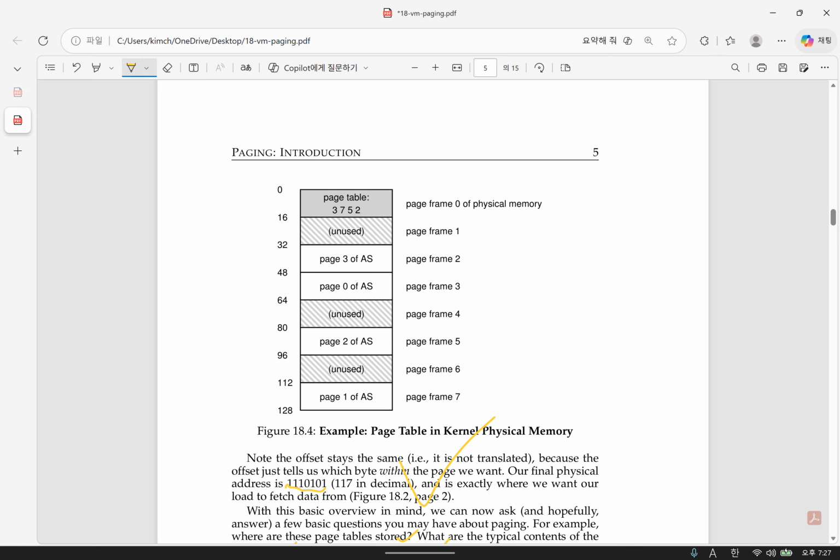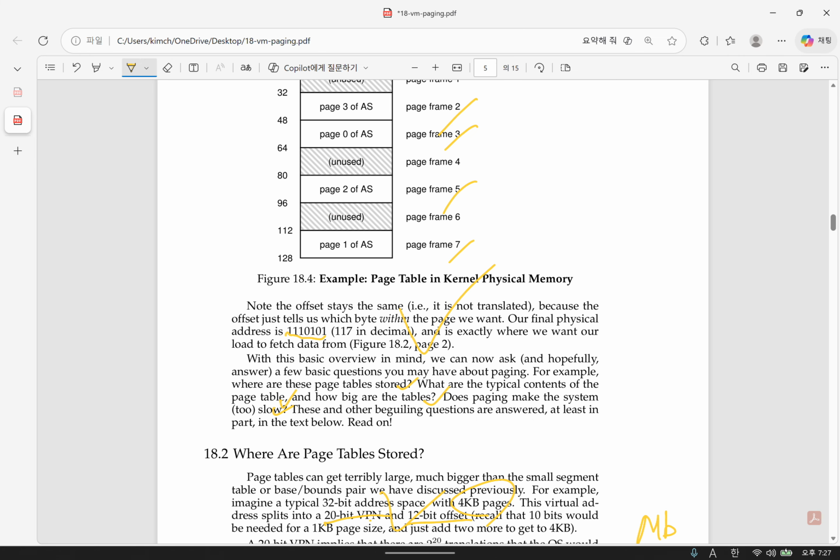Right, so here's a small page table. Okay, I don't think this paragraph is too important.